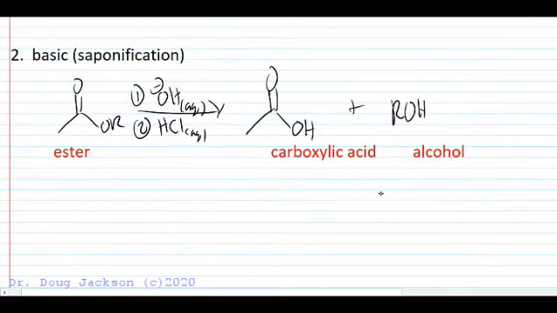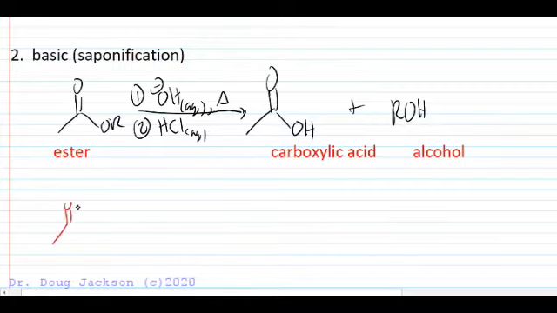In basic conditions, this is also called saponification. We're going to need some heat to help out saponification because of a key step here where we have to eliminate a poor leaving group. And so we'll see that in just a moment. Then an aqueous acidic workup at the end protonates the carboxylate to a carboxylic acid. So let's look and see how this works.